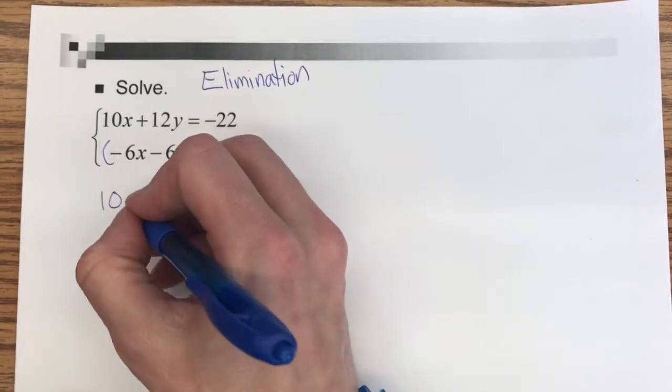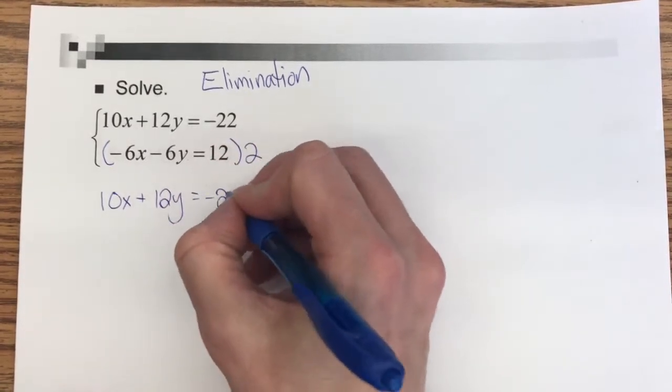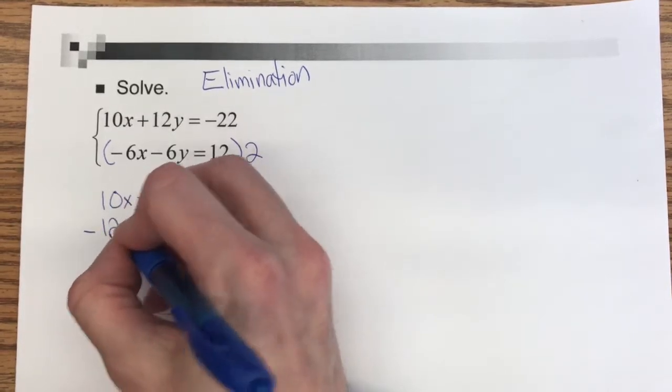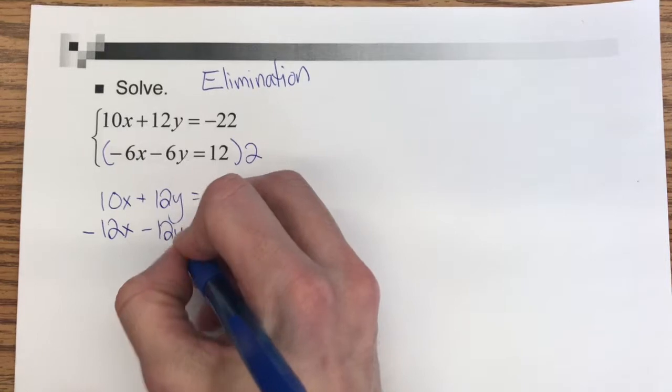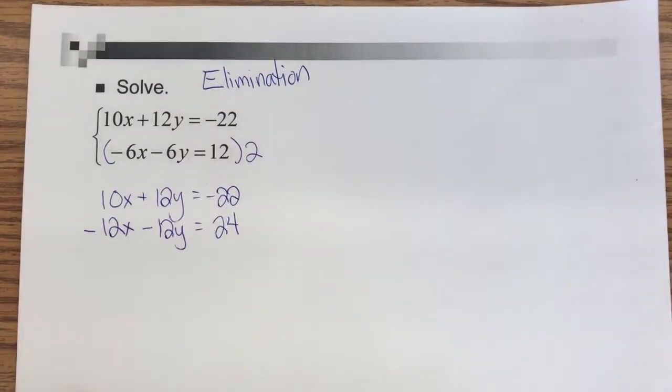So let me rewrite the top equation. 10x plus 12y equals negative 22. 2 times negative 6x is negative 12x. 2 times negative 6y is negative 12y. And 12 times 2 is 24.